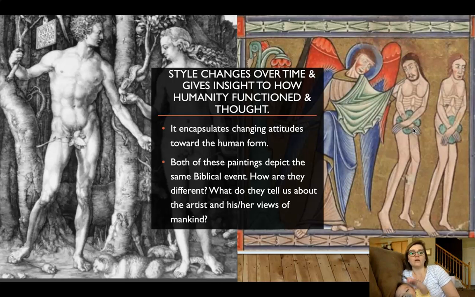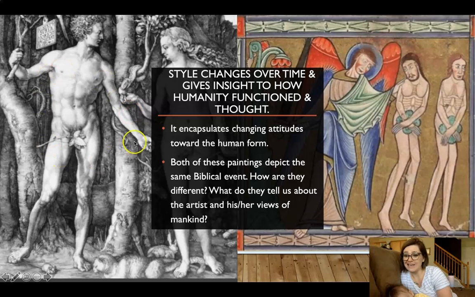So for example, both of these paintings depict the same biblical event, but they are very different. And what do those differences tell us about the artist and his or her views of mankind? So look at the depiction here. On one hand, they're two very different types of art, right? One of them looks like a fresco painting, and this one is obviously ink, but the portrayal of Adam and Eve here and here are very different. So pause the video and think about what sort of attitudes are being taken or shown through the human form and toward humanity in these paintings.